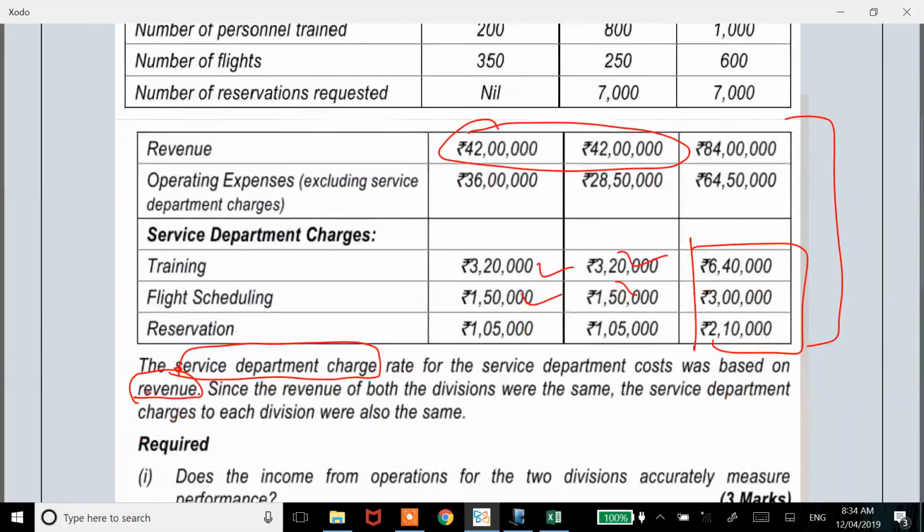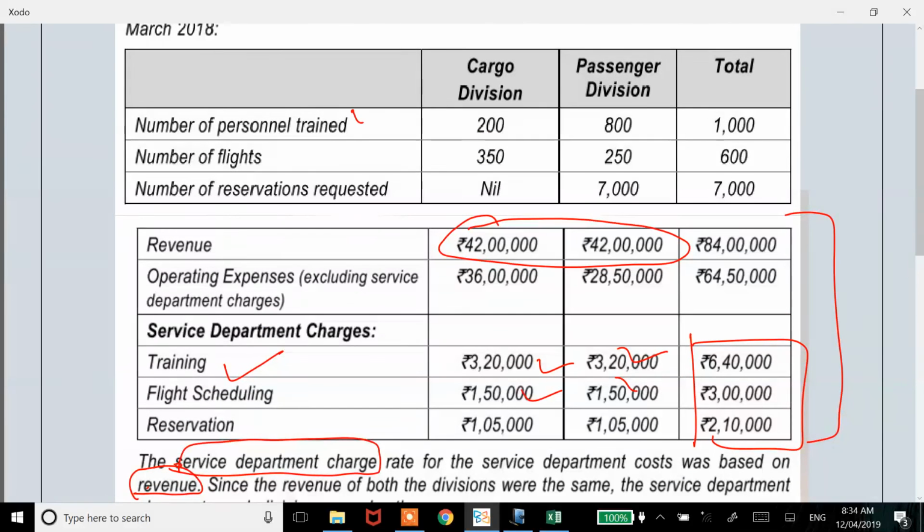When you re-prepare the statement, training cost will be distributed on what basis? Number of personnel trained. Flight scheduling based on number of flights. Reservation based on number of reservations requested. In case you want to follow the steps exactly as ABC, then you will have to write activity, total cost, cost driver name, cost driver quantity, cost driver rate. Activity: training. Total cost is 6,40,000. Cost driver name is personnel trained. Cost driver quantity is 1000 and cost driver rate is you divide and get to the number.